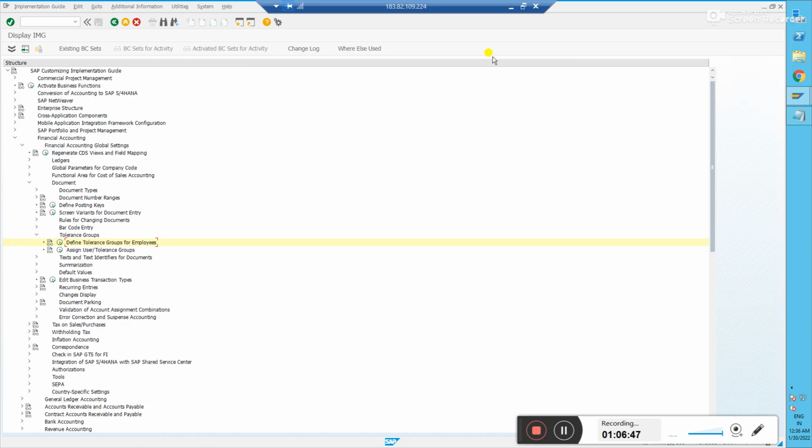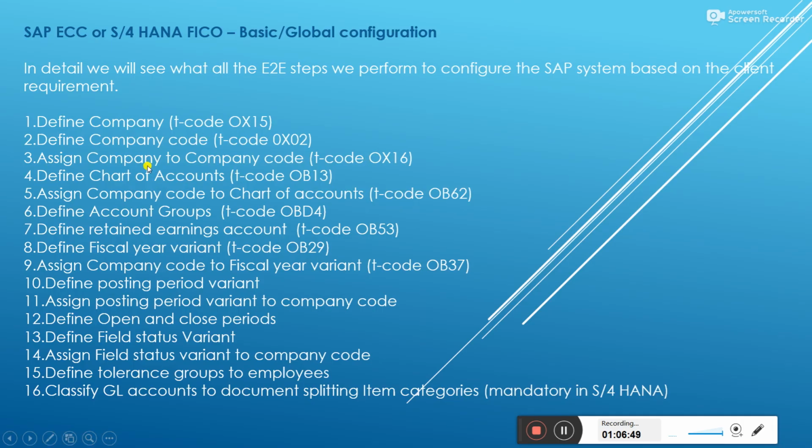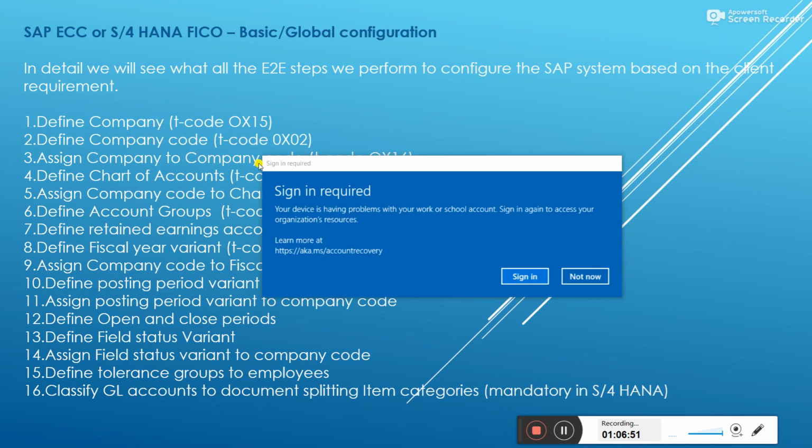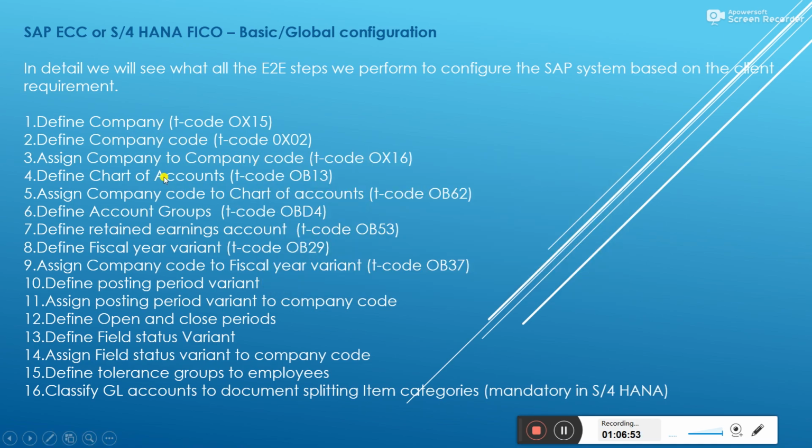Okay, now let us go back and see in the configuration what all we have done so far. Company defined, company code defined, assignment done, chart of accounts done, assignment done, account groups we have done, retained earnings done, fiscal year variant done, company code assignment done, posting period done, company code assignment done, field status variant done, assignment done, tolerance groups just done.